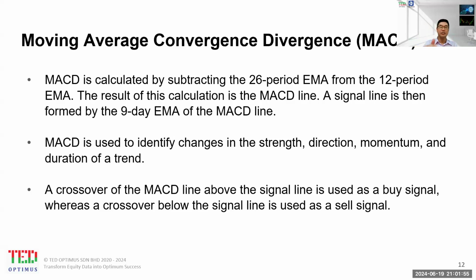Similarly, there is a crossover. Just now we had golden cross, and this one similarly has this as well. Crossover of the MACD line above the signal line is used as a buy signal, and the crossover below the signal line is used as a sell signal. So normally what I say is that, okay, when the line is above the zero line, it is bull. Below the zero line is bear. After that I will show you in the chart, okay?